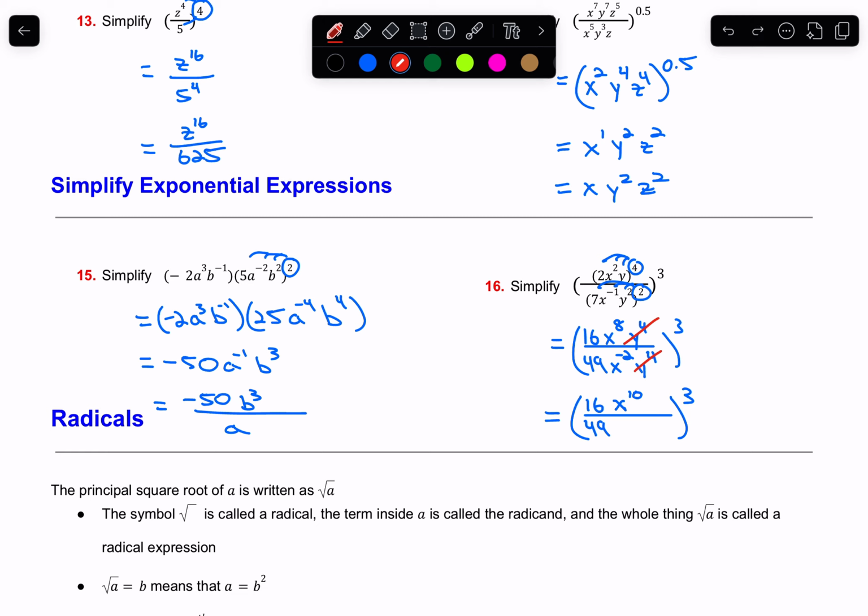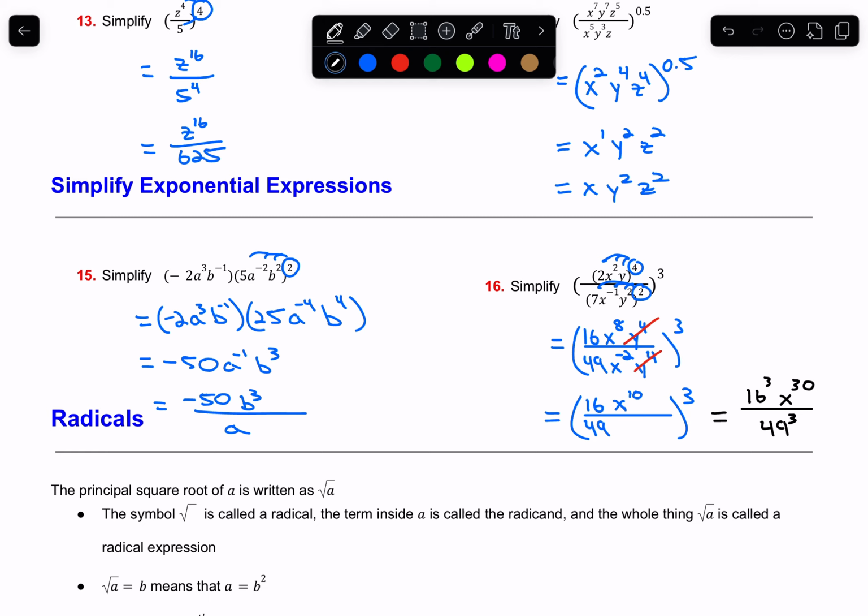All right, so now we have some real big ugly numbers, because we have to now distribute this cube on the outside. And so what we're going to do is distribute that 3 to the 16 to get 16 to the power 3, and distribute that 3 to the x to the 10 to get x to the 30, and distribute that 3 to the 49 to get 49 to the power 3. Now, I don't know about you, but I don't know what 16 cubed or 49 cubed is. So I'm going to pull out a calculator and see if we can simplify that nicely, but it's really not going to look any better when we do it.